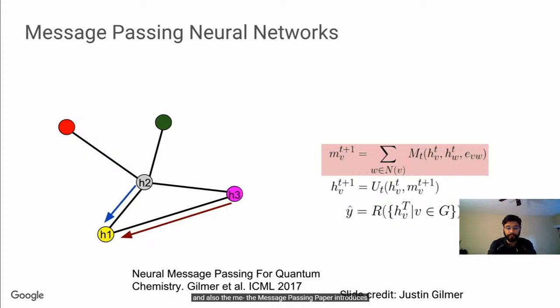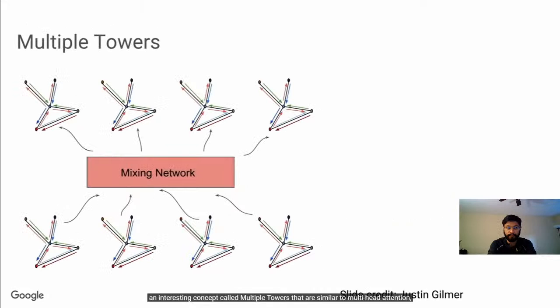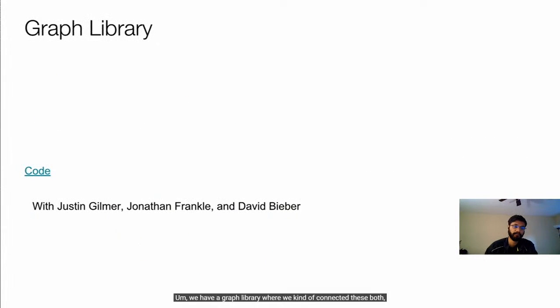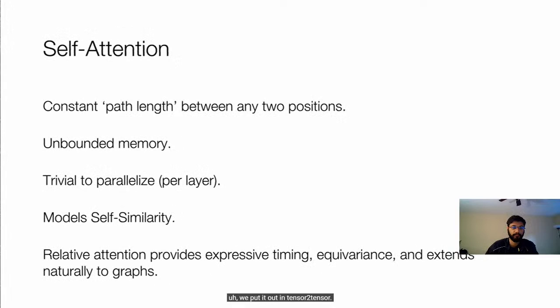Also, the message passing paper introduces an interesting concept called multiple towers that are similar to multi-head attention that Noam invented. You run K copies of these message passing neural networks in parallel. So this connects to work that existed before, but these connections came in later. We have a graph library where we connected both these strands, message passing and self-attention, and we put it out in Tensor2Tensor.